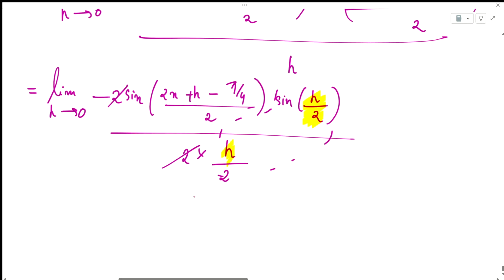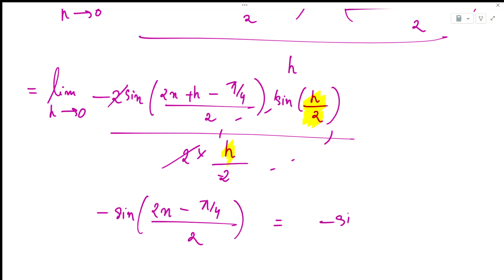So I'm going to have minus sine of (2x plus h minus pi by 4) upon 2, and this h is simply 0. If you simplify this, it gives minus sine of (x minus pi by 8). Okay, this is the answer.